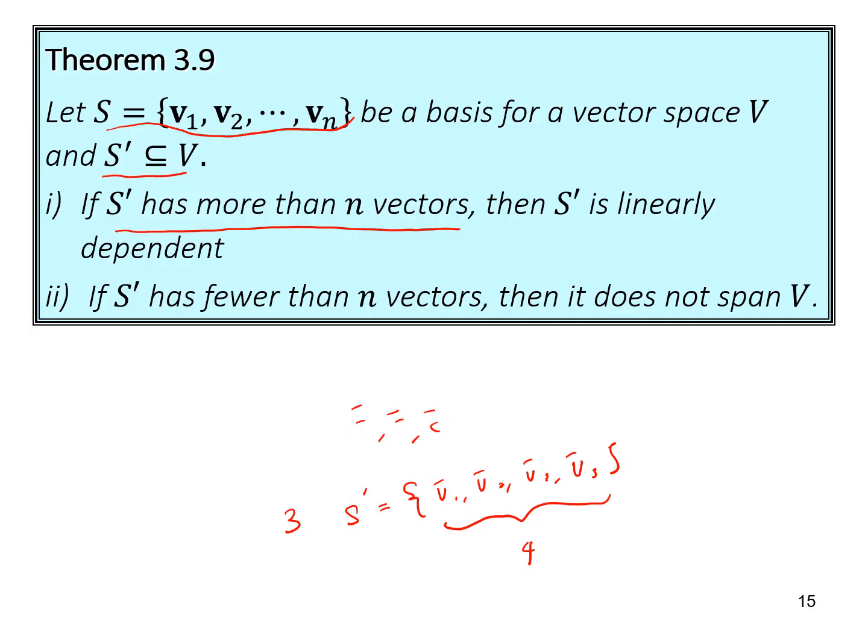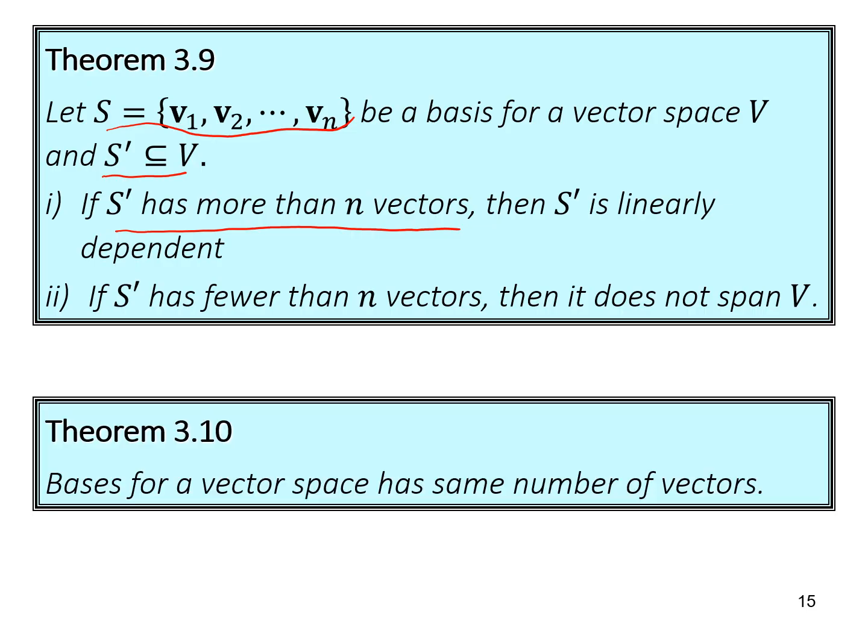However, if S′ has fewer than n vectors, then it does not span V. From these two statements, we may see that bases for a vector space have the same number of vectors. So even though a basis is not unique, the number of elements in every basis must be equal.